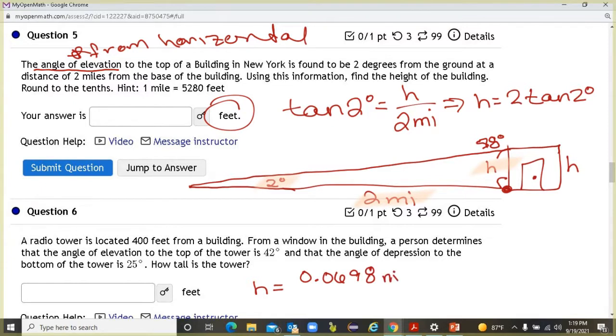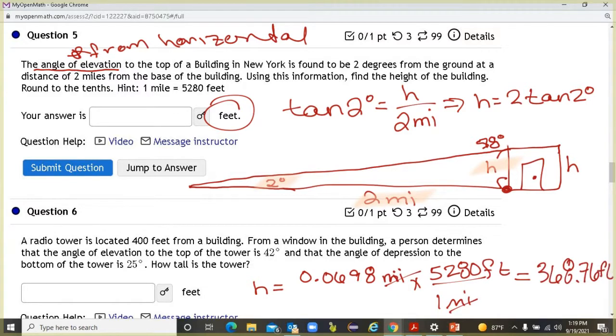But this is in miles, which is kind of a weird thing to talk about a building, right? So we know that 1 mile has 5,280 feet. So I'm going to multiply this answer in my calculator. I had it still in my calculator, so I multiply that, and I get 368.76 feet. So that's how tall the building is.